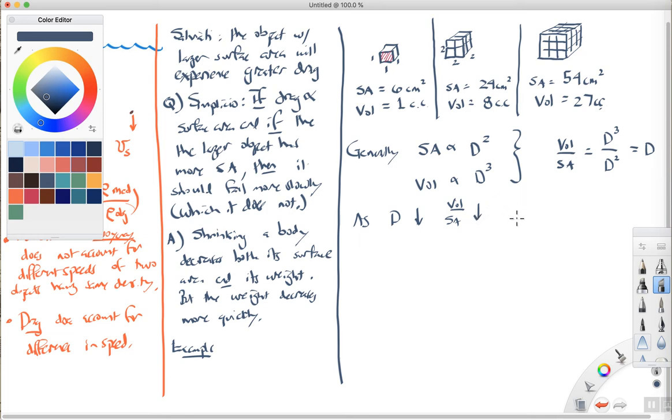Okay, does that make sense? Or we might say that the ratio of the surface area to the volume goes up. In other words, as you shrink something, anything that depends on the surface area compared to the volume is going to become more important. And since drag depends on the surface area, the drag becomes relatively more important relative to the volume.